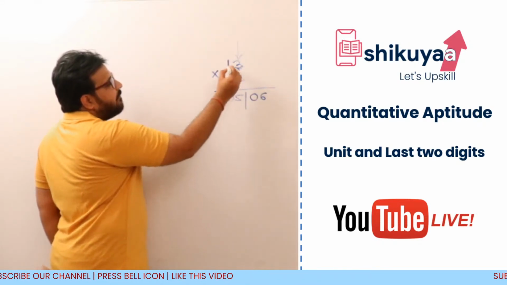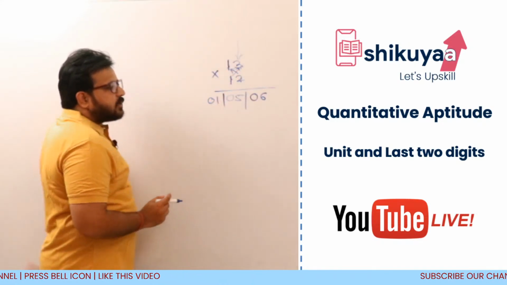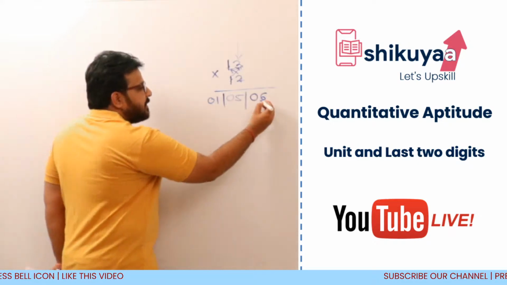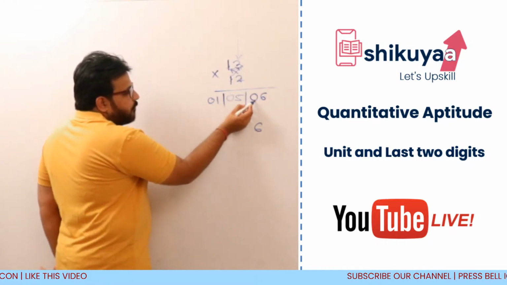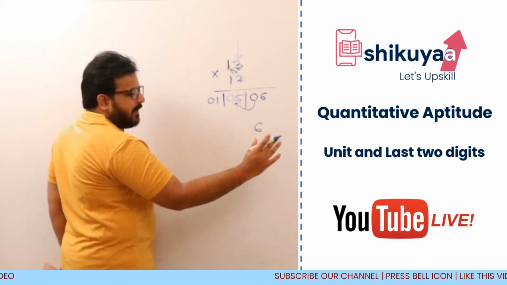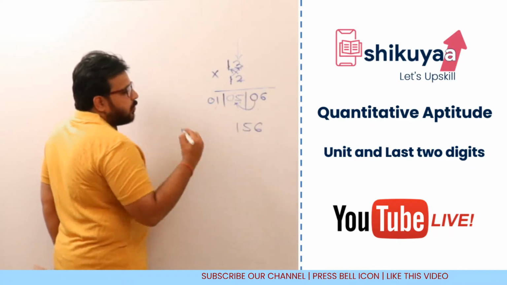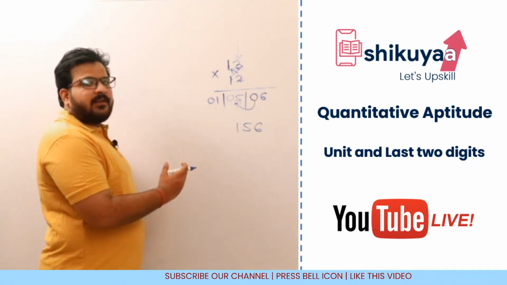And finally I will multiply these two numbers, 1 into 1, in the last column. So the final answer is 6 as it is. I will forward this 0 to the next. So 0, 5 plus 0 is 5. So 5 as it is, 0 is carry forwarded. So that is 1. So the answer is 156.